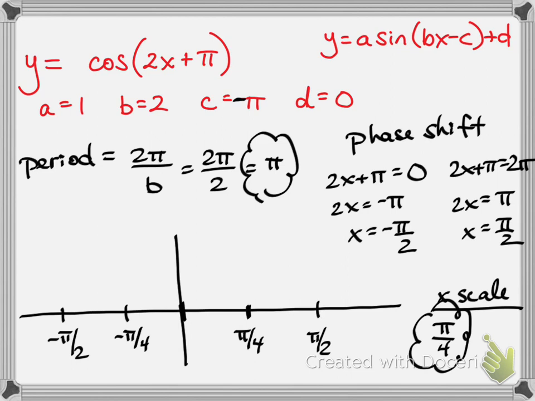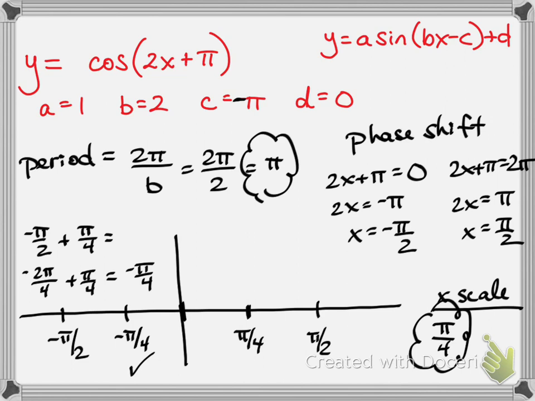So that might look a little weird to you. I know I'm going to start at negative pi over 2. So negative pi over 2 plus pi over 4, that's common denominator. That is my next number on the x-axis to be a negative pi over 4. So we can get it that way.